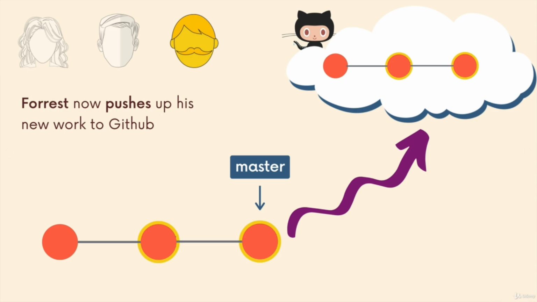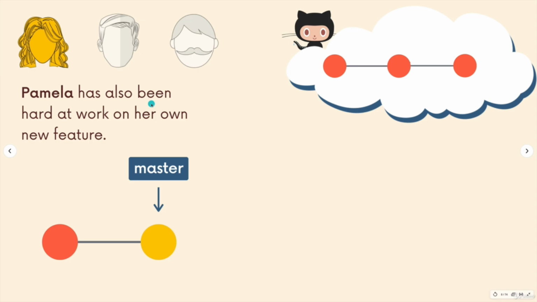During this same period where Forrest was working and he pushed his code up, Pamela has also been hard at work on her own feature all day. So that yellow commit is Pamela's new work. Okay, so as she's been working, Forrest already pushed some code up. Pamela now wants to share her code with everyone. So she wants to push it up.